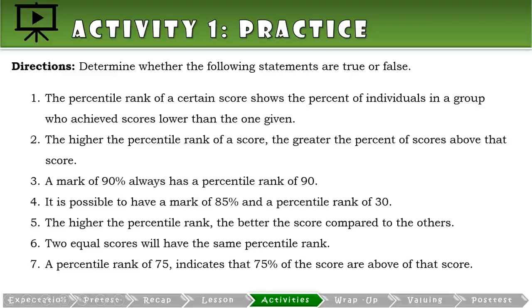Number 6. Two equal scores will have the same percentile rank. Number 7. The percentile rank of 75 indicates that 75% of the scores are above that score.